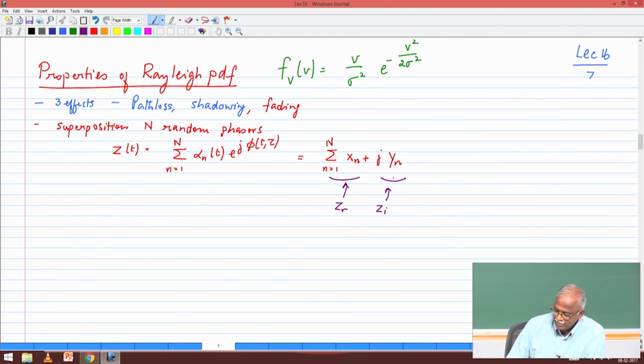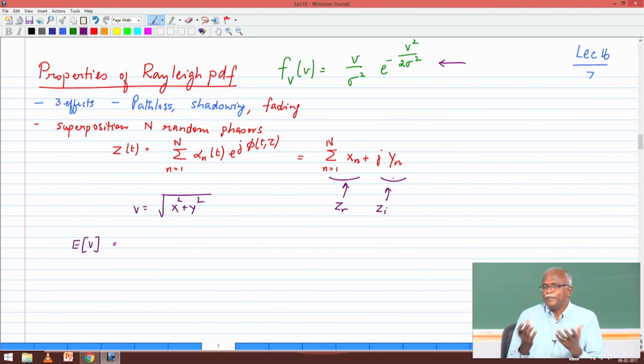So based on that, we then did a transformation of variables and showed that the envelope, where v is equal to the square root of x squared plus y squared, where x and y represent the Gaussian IID random variables, that's what was the distribution. So quickly, the properties that we have already derived in the last class: the expected value of the random variable v, the expected value of the envelope.